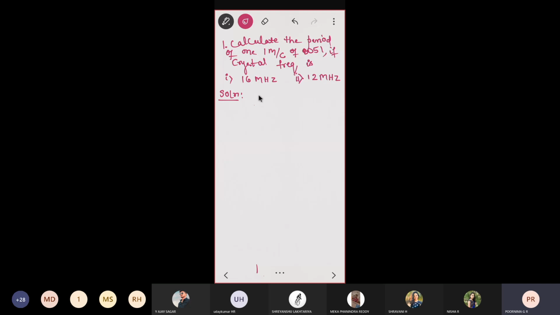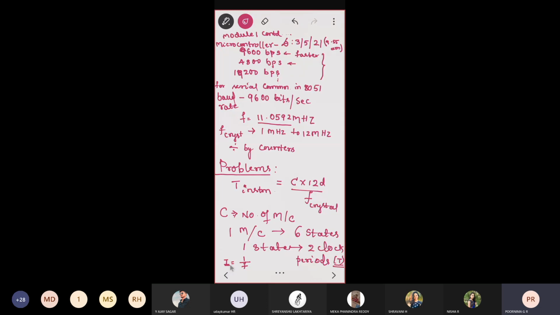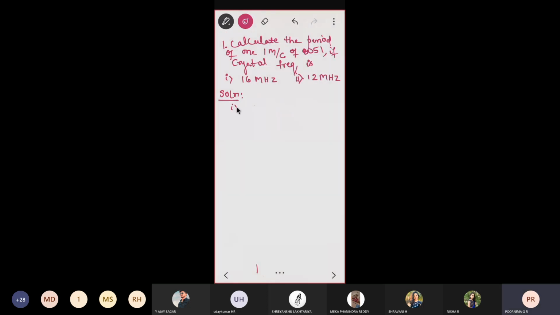Whenever we are solving problems, we have to go in a reverse way. The first step is to find the clock period. How do you calculate the clock period in case 1? Students, be interactive. 1 by 16 into 10 power 6. 1 by 16 megahertz is your T, right? So you can write it as 1 by 16 into 10 to the power of 6. That is time in seconds.